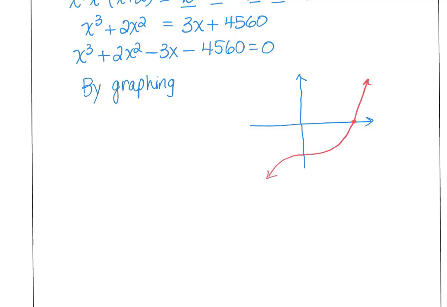And I'm coming over here to look at this because this is going to be the age of the twins right here. So the twins' age looks like it's crossing the x-axis at 16. So using the graphing method, I know that the twins are 16 years old.